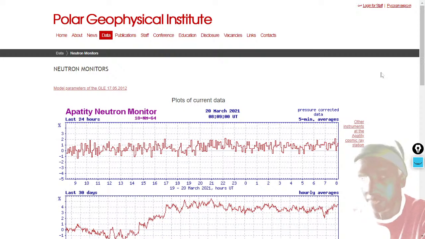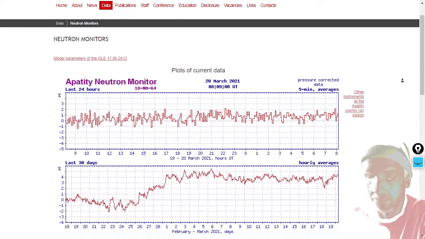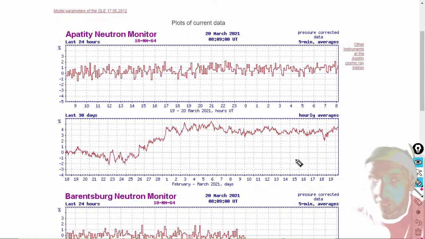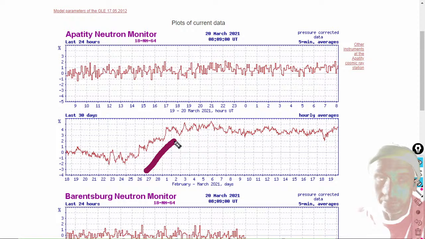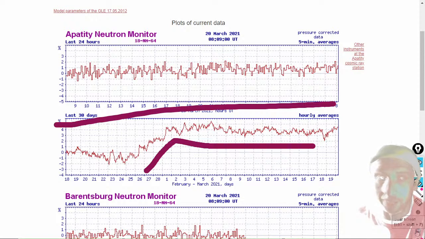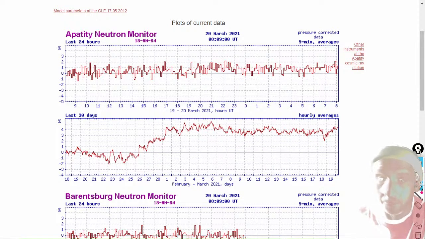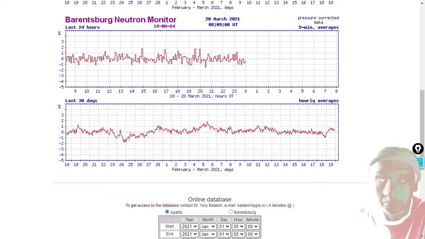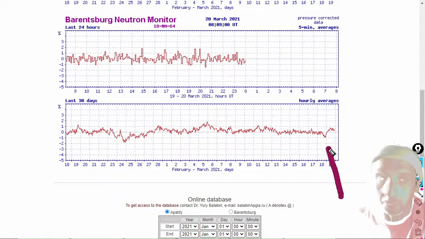Let's look at cosmic rays as cosmic rays figure into climate. Here's the Apatity Neutron Monitor. And we saw this big uptick about 3 weeks ago. Since then, it's leveled off. But we see a significant uptick here over the past 30 days at Apatity. With respect to Barentsburg, we see no such pattern. So, totally different data set there at Barentsburg, although the most recent uptick is reflected in both.